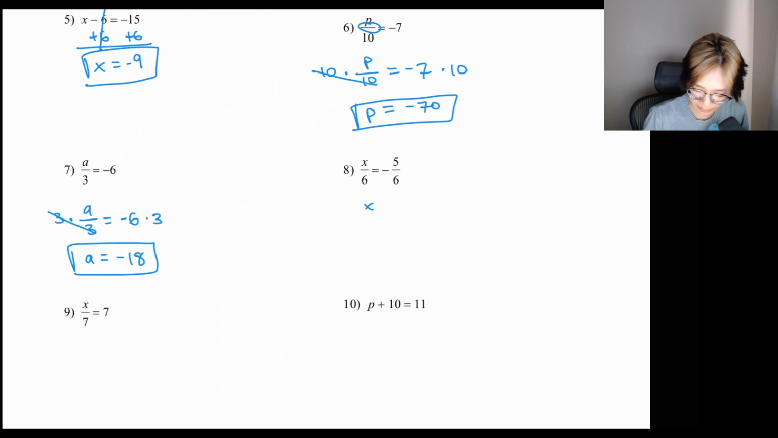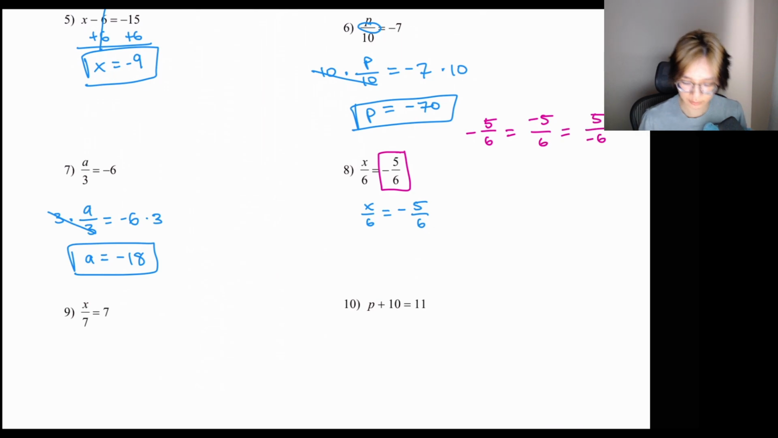Number 8, x over 6 is equal to negative 5 over 6. Just as a heads up, there are multiple ways to write this. We have negative 5 over 6, which is also equal to negative 5 over 6 written differently, which is also equal to 5 over negative 6. Those are all the same thing, so it just depends on how you want to write it. But here, we have x over 6 equals negative 5 over 6.